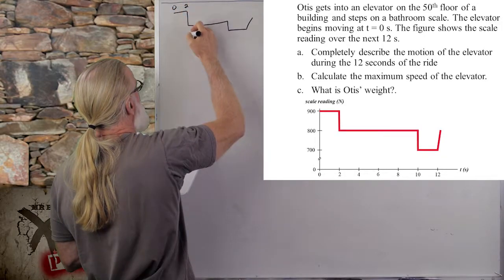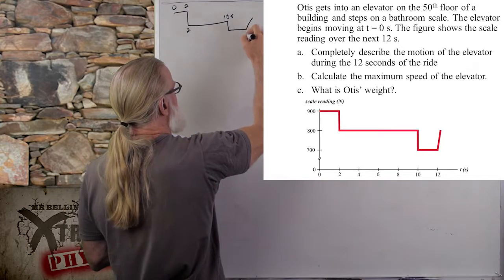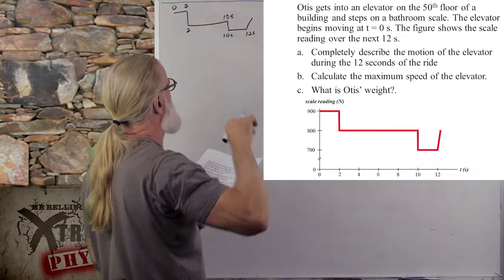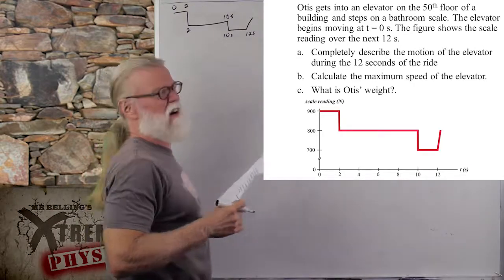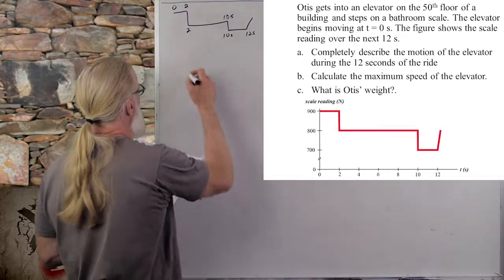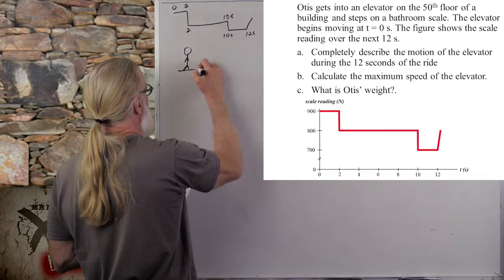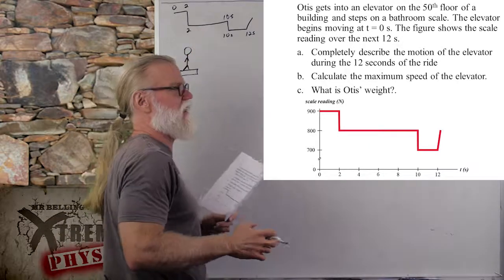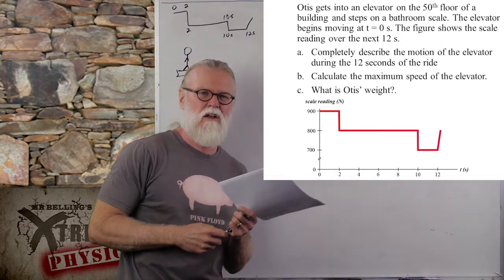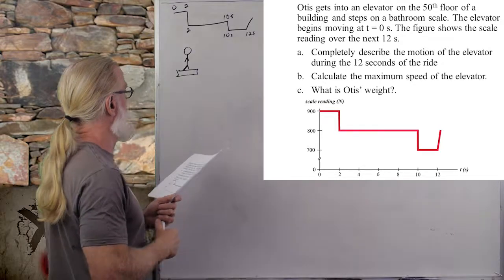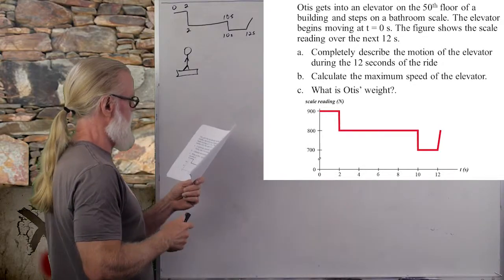0 to 2 seconds, and then this is 10 to 12 seconds. All right, so it looks like we're going to have 3 different free body diagrams, but either way, this is what the drawing looks like. He's just standing in an elevator, standing on a bathroom scale. We don't care about the elevator itself as far as analyzing Otis.